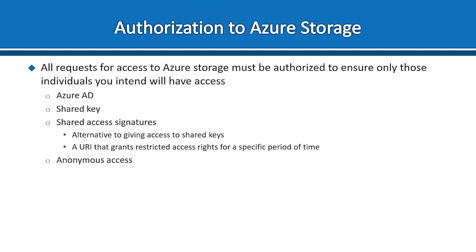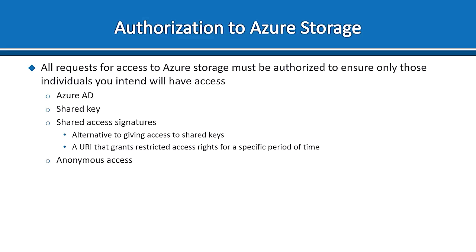Now, first we have authentication, then we have encryption, but we also want to make sure that only authorized individuals are able to gain access. So every request that's made against a secure resource in blob, file, queue, or table storage must be authorized. And here are your options. We can use Azure AD. That's the cloud-based identity platform, essentially the foundation for both Azure as well as Office 365, and in doing so, you can grant fine-grained access control to individuals.